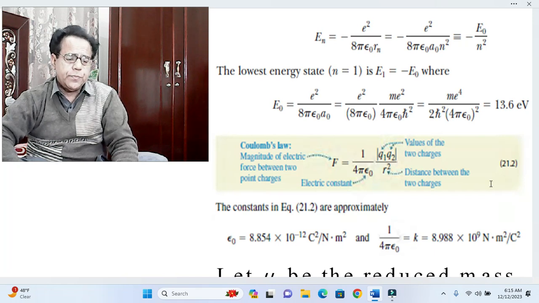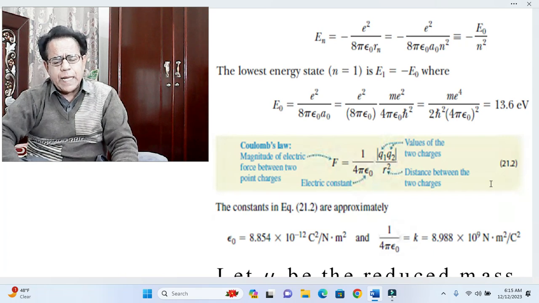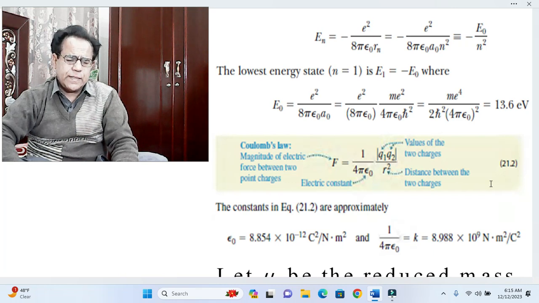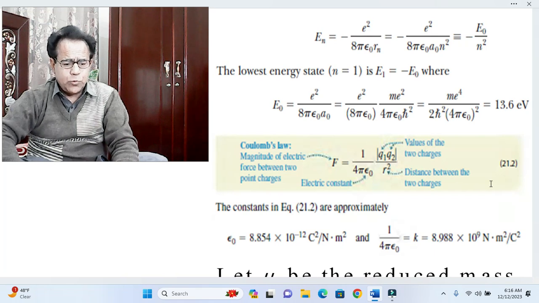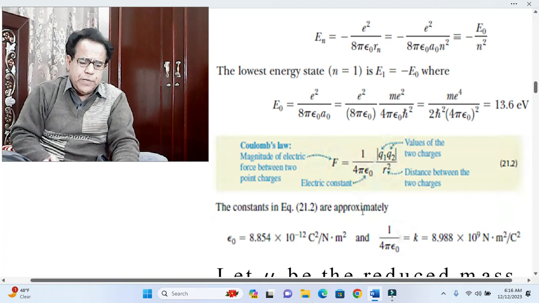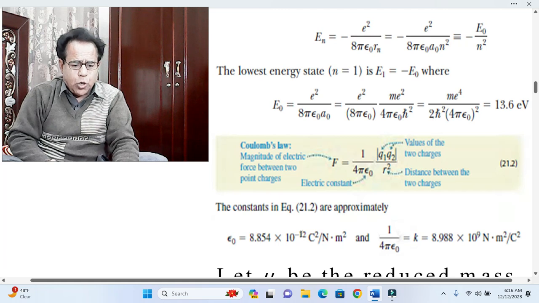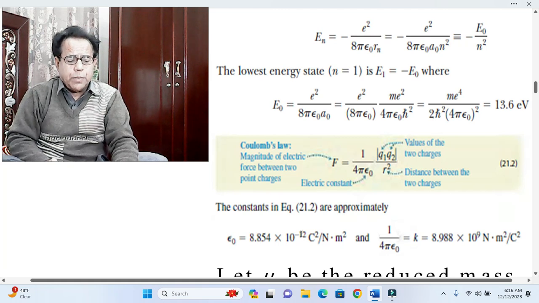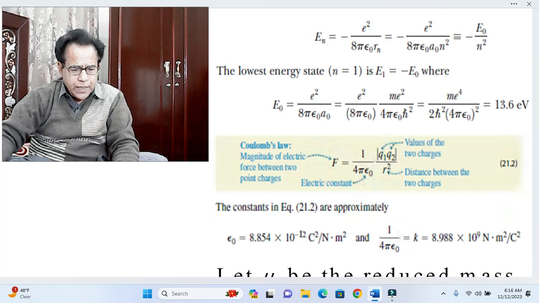Dear students, all these 4 or 5 expressions are equivalent, and we may apply any one whose factors or parameters are available to us. Next, dear students, is Coulomb's law. From this snapshot we will be able to get the value of epsilon naught, which is used in this problem. Coulomb's law.